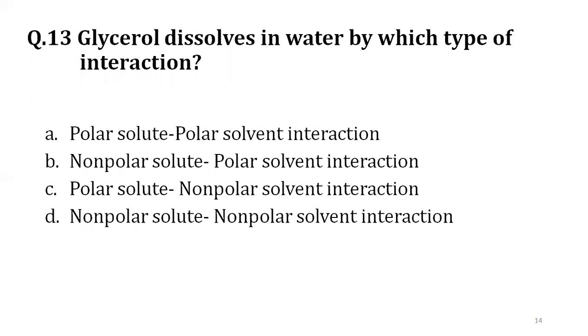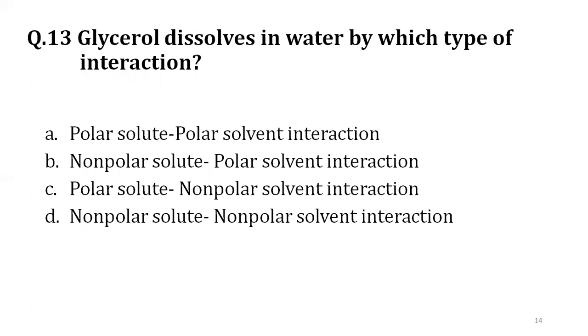Question number 13. Glycerol dissolves in water by which type of interaction? So first, it is a polar solute and polar solvent interaction. B, it is a non-polar solute and polar solvent interaction. C, polar solute and non-polar solvent interaction. And option D, it is a non-polar solute and non-polar solvent interaction.